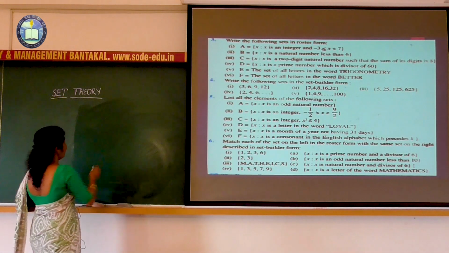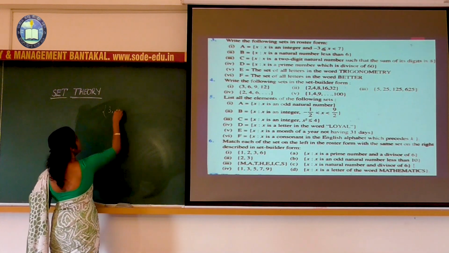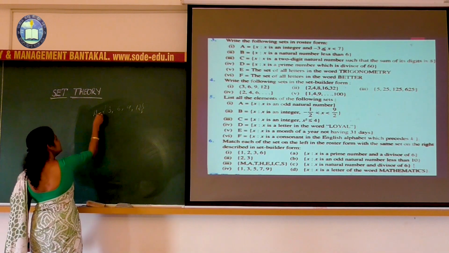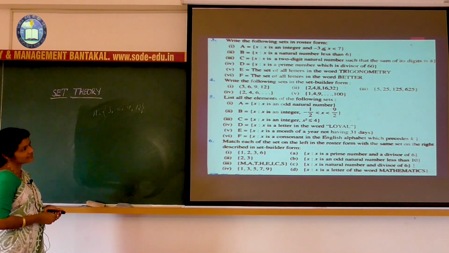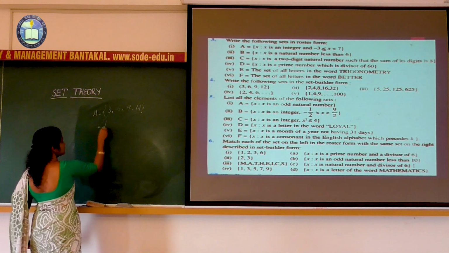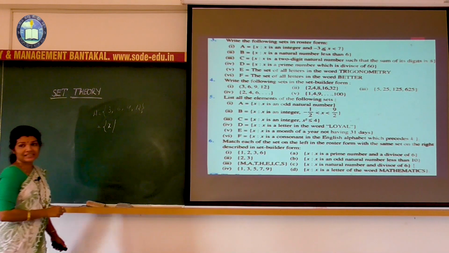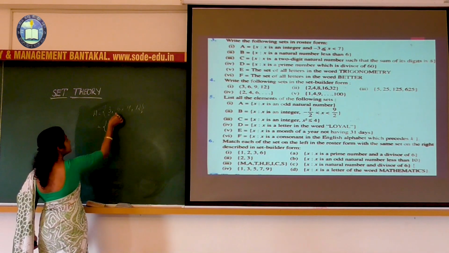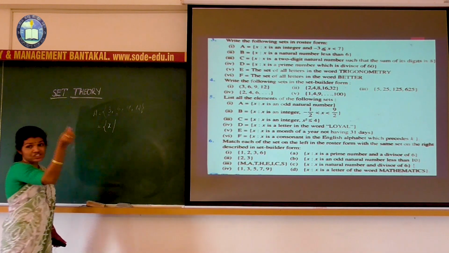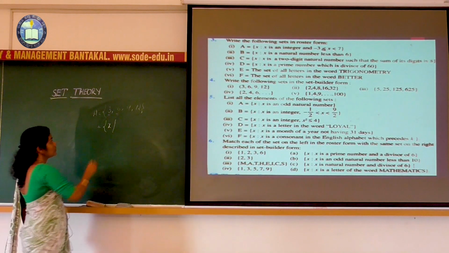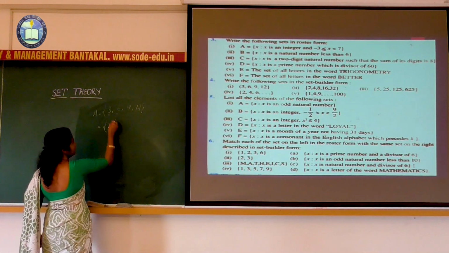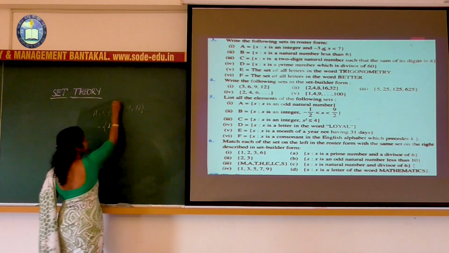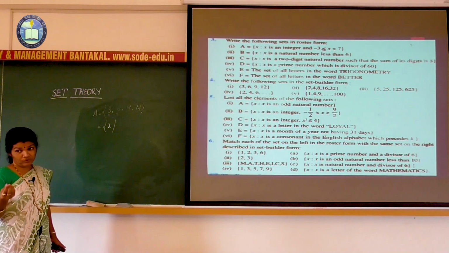3, 6, 9 and 12. Name is not given. You can give any name. So I'll consider it as set A. So set A is a set containing x such that, listen to me now. First entry is 3. Second entry is 6. There is a relation between 3 and 6: 3 twos are 6. There is a relation between 3 and 9: 3 threes are 9. There is a relation between 3 and 12: 3 fours are 12.